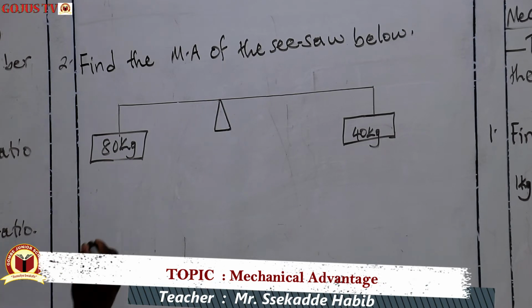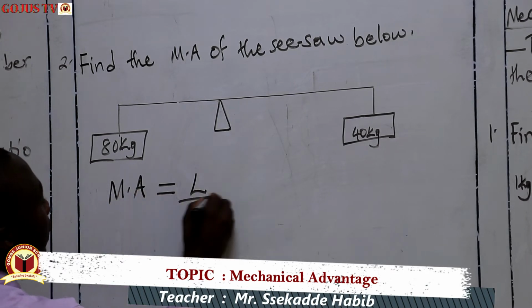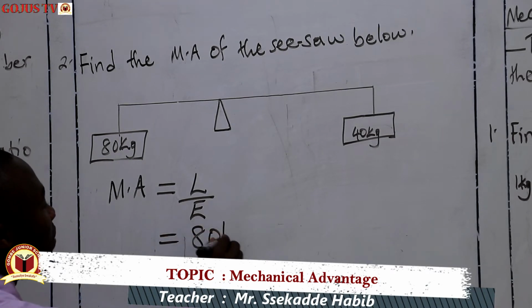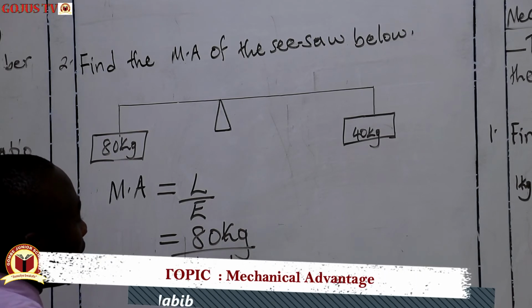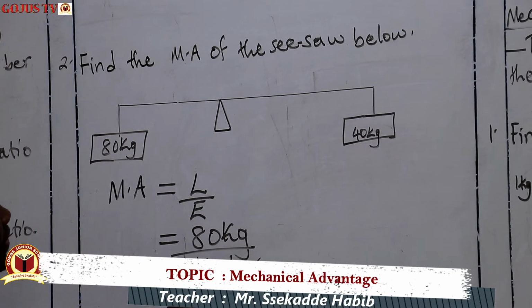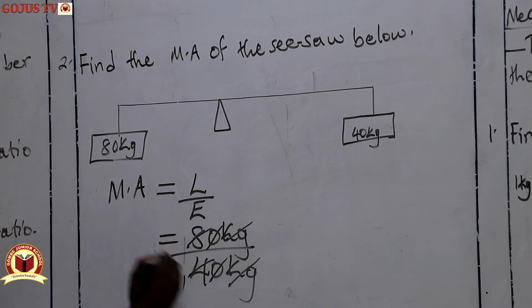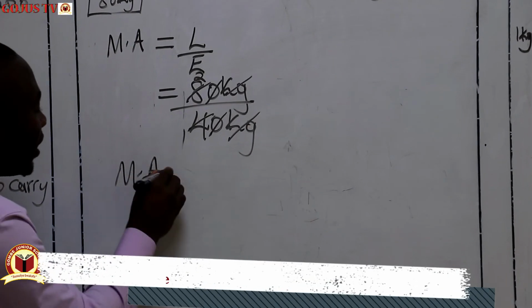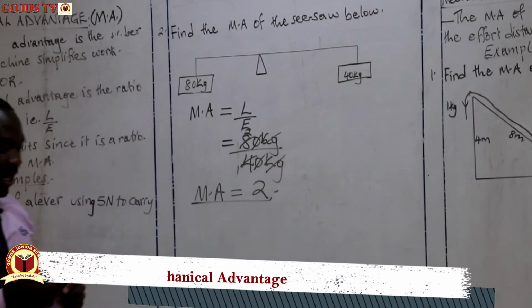So we shall say mechanical advantage is equal to load out of effort. And our load is 80 kilograms. Our effort is 40 kilograms. So we shall cross out the units first, and then we shall cross out the zeros. Then we can divide by 4, this is 1, and then by 4 here, that is 2. Then we shall say mechanical advantage is equal to 2. And then we underline our answer like that.